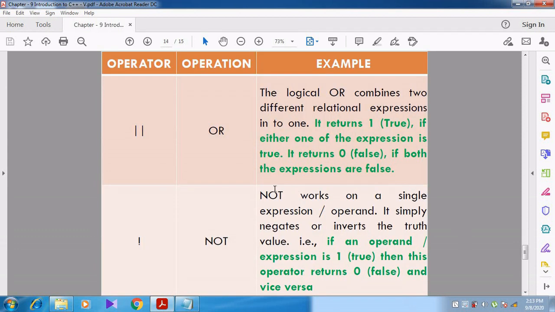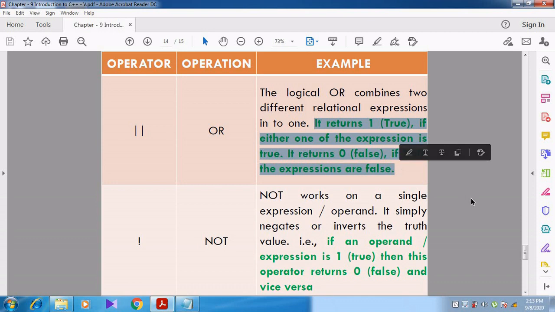Then the OR operator. It is represented by the pipe symbol. This is not 11. This symbol is called the pipe symbol, and it is available above the enter key. The OR operator returns 1 if any one of the expressions is true, otherwise it returns false. If any one expression is true, the output is true.